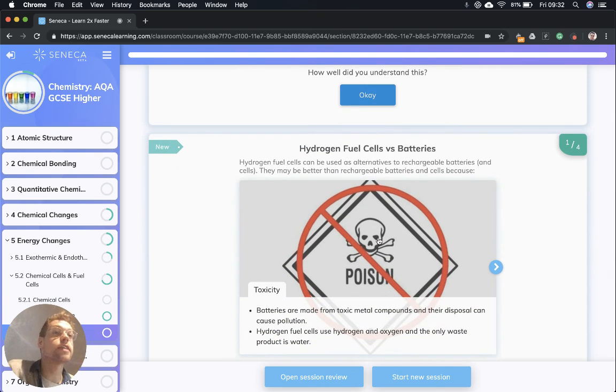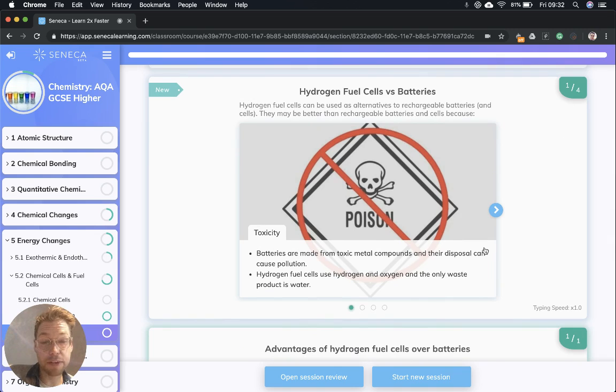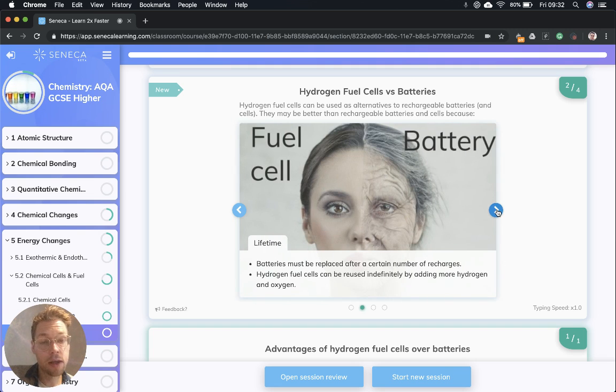So there's a lot of debate between using hydrogen fuel cells and batteries. And often, hydrogen fuel cells are seen as a good alternative to rechargeable batteries. That's because batteries can be made from toxic metal compounds, and disposing of batteries can cause pollution. Also, if we remember, the only thing that a hydrogen fuel cell uses is oxygen and hydrogen, and the only waste product is water, so less pollution.